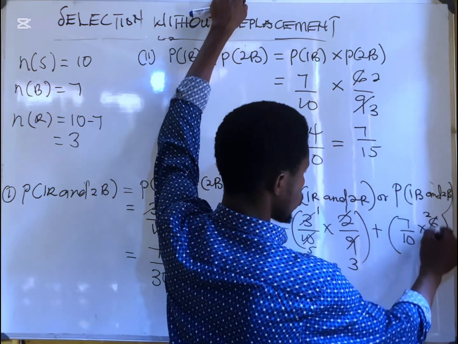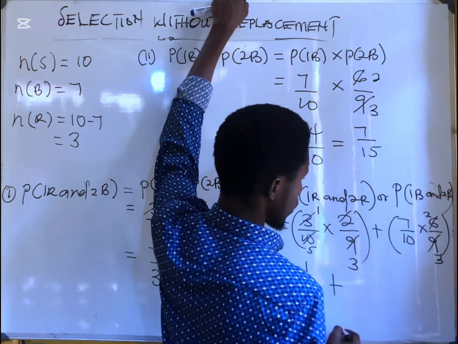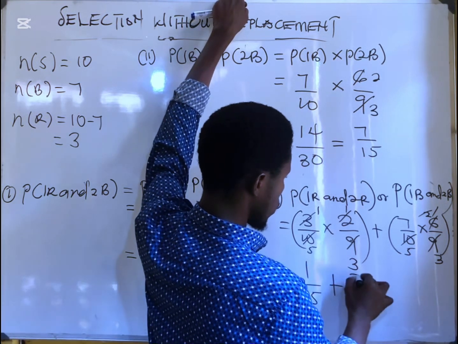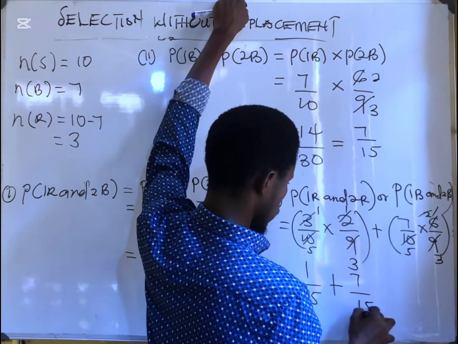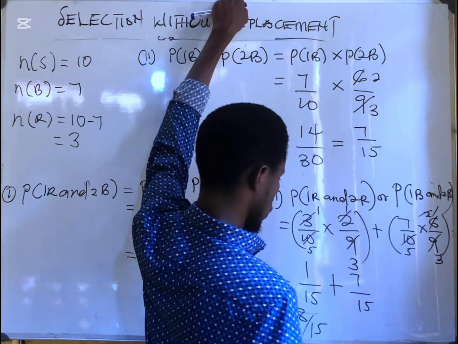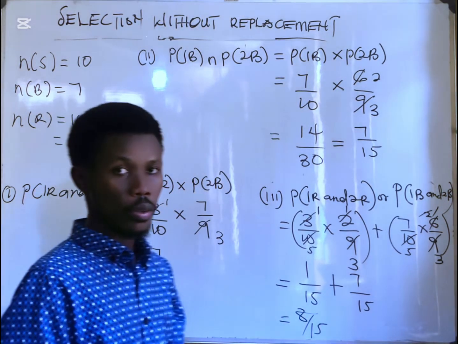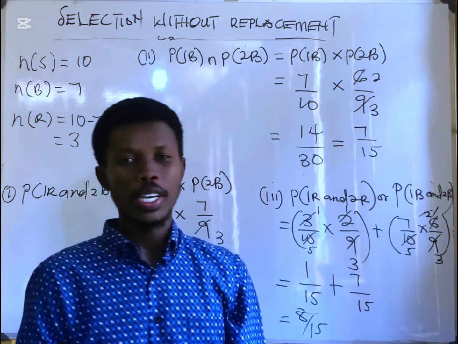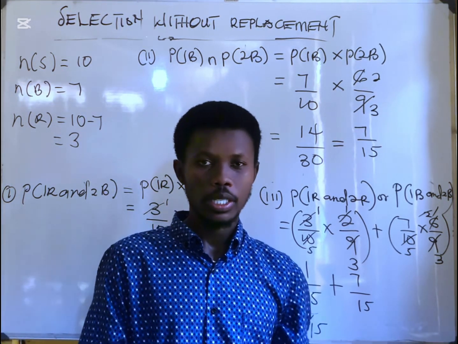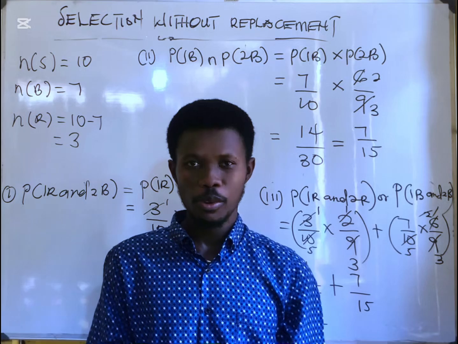3 goes here, 2 goes there, 3. 2 goes there, 1 goes there, 5. So we have 7 over 15. And that will give us 8 over 15. 8 over 15. So this is without replacement. Is that okay? I'll solve another example. Don't worry.